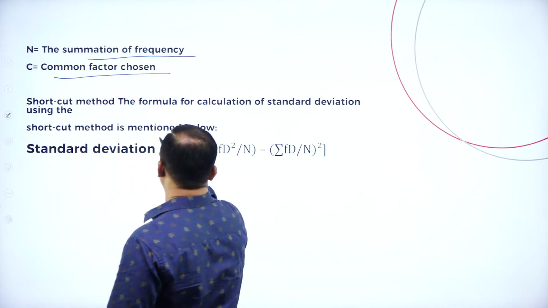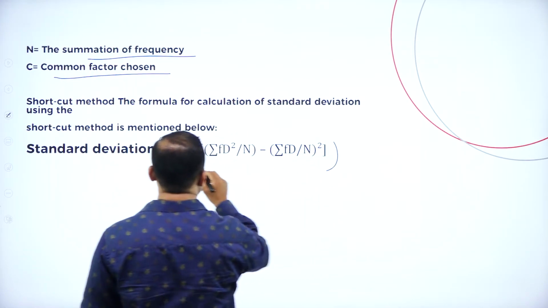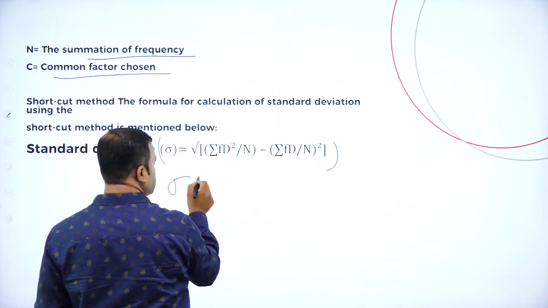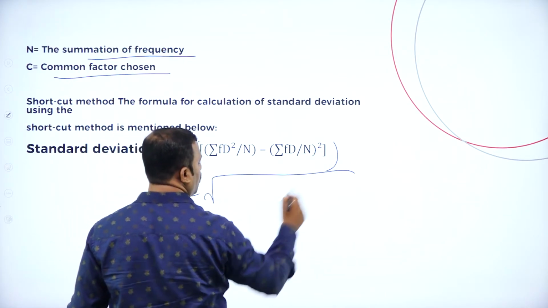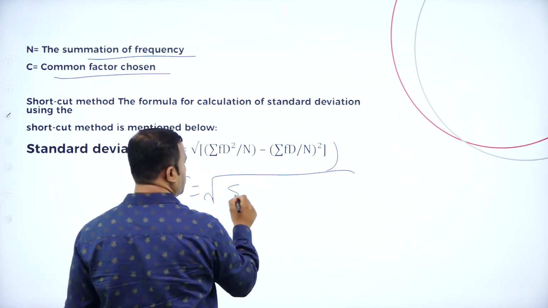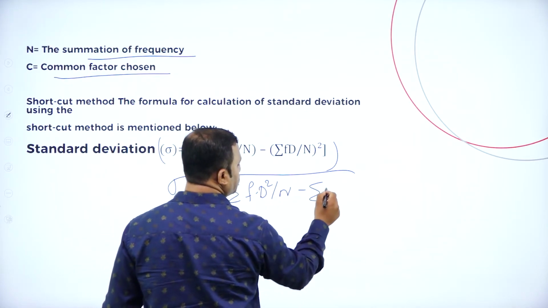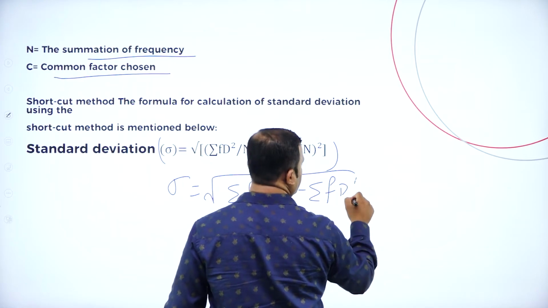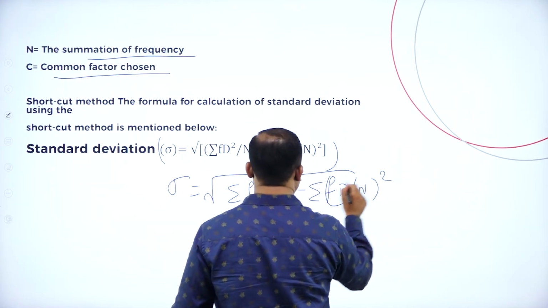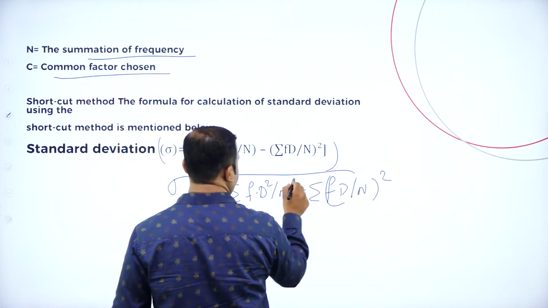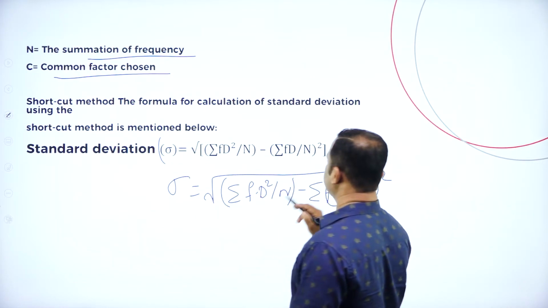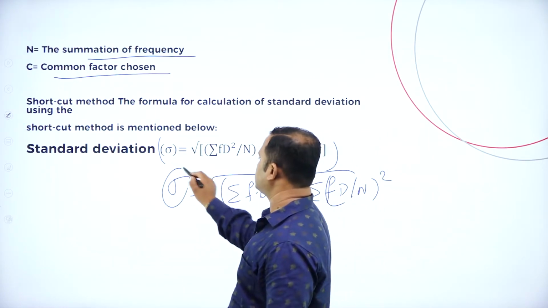In the shortcut method, this is the formula we have: sigma, that is the standard deviation, is equal to the square root of summation f into d square by n, minus summation f into d by n, whole square. That gives me the value of the standard deviation.